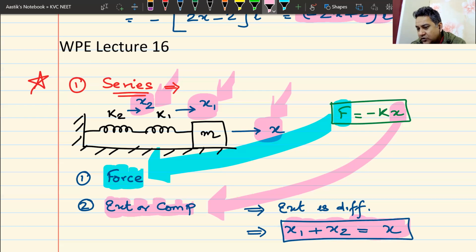So we have talked about the extension in the spring. Let us now talk about the force in both the springs. Let me use a different color, let me use the green. If I say the force in the first spring is F1, remember I've extended the spring, so they will both try to pull the block. So both the forces will be in the backward direction.